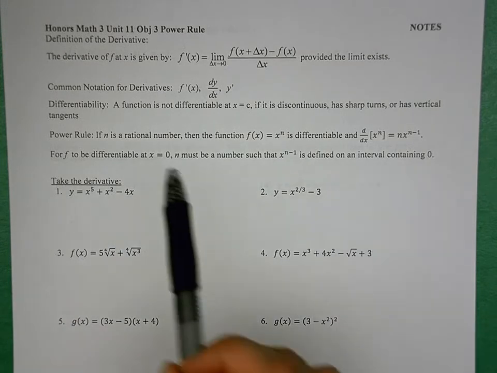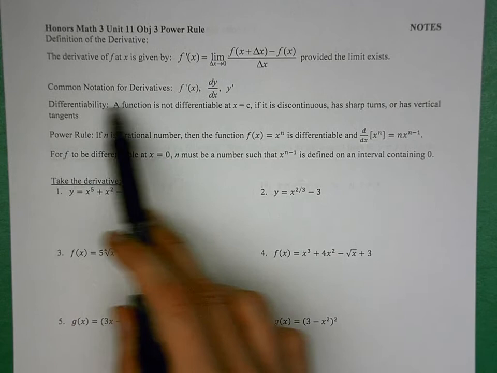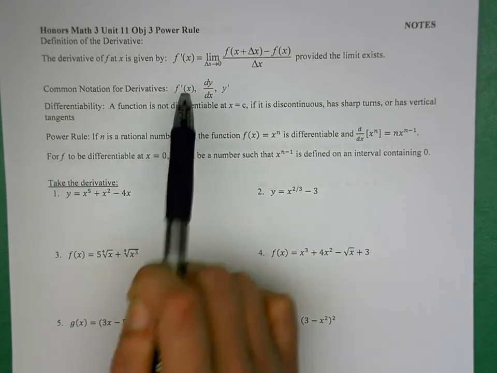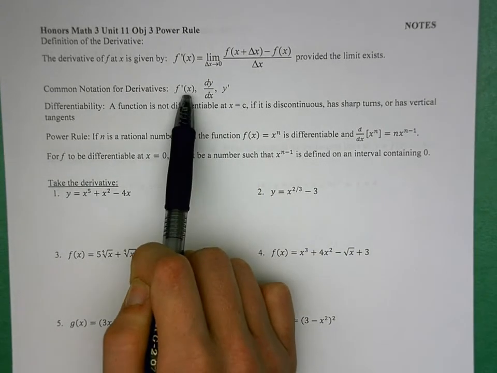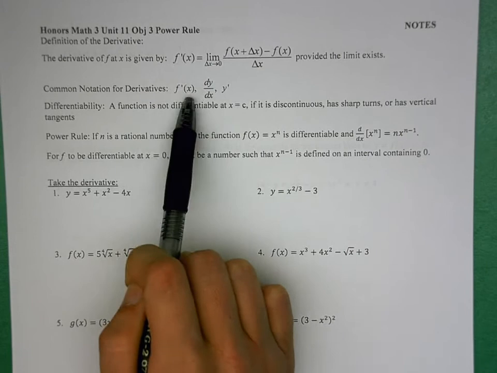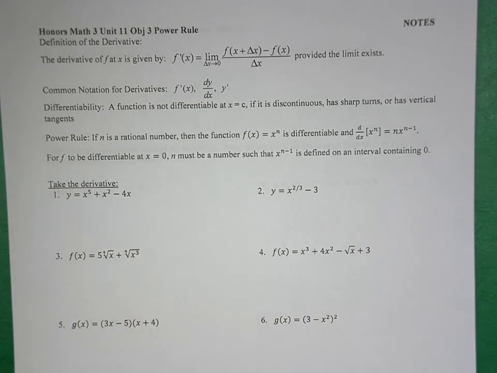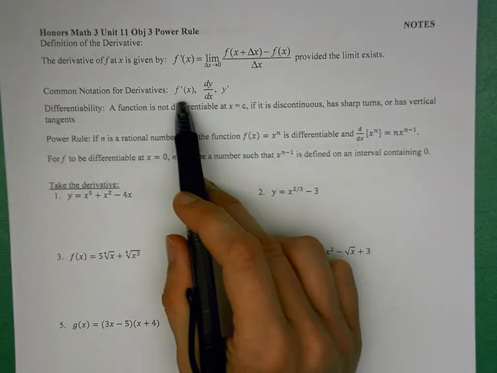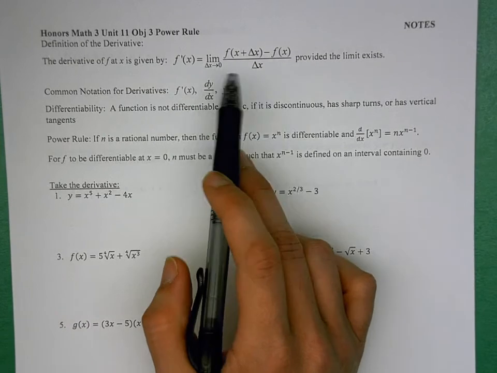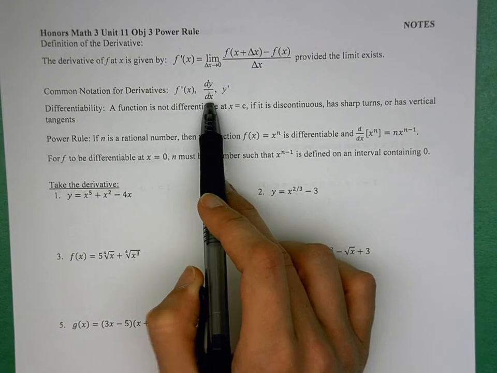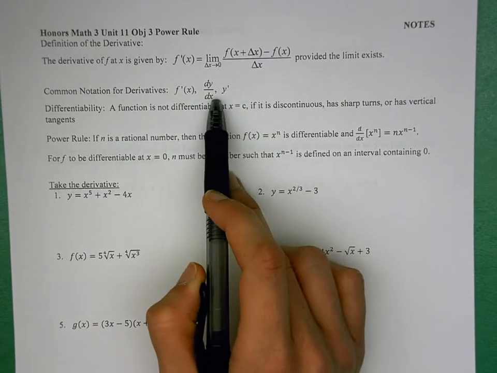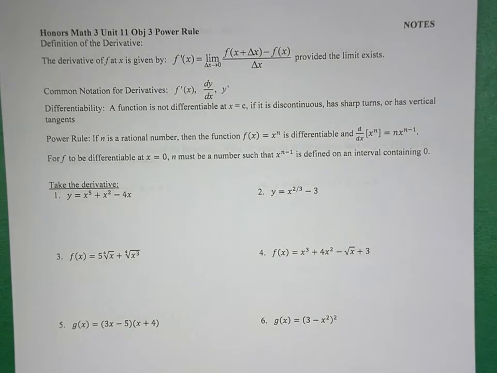Okay, so some common notation for derivatives. F prime of x is how we notate that we've taken a derivative, right? We use this one primarily when we are given a function already in terms of f of x, g of x, h of x, that kind of thing. Then we do f prime, g prime, h prime. There's dy over dx or y prime. Both of these are used primarily when you are working with a function that is given in terms of y.